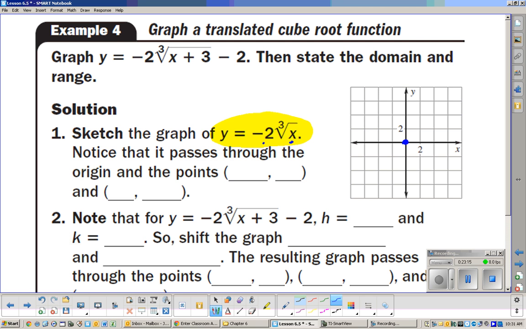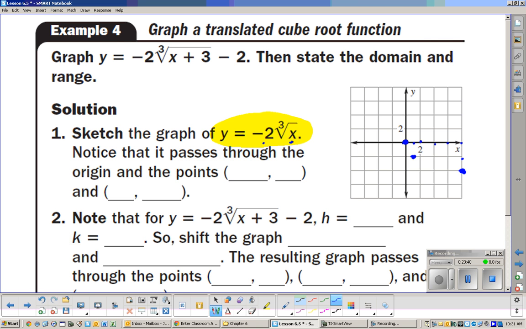Negative 2, yep. Oh, and they go by 2s. I hate that. So they go over 1, go down 2. The graph is going by 2s. That's why I went right there. Okay, put in an 8. What's the cube root of 8? 2. What's 2 times negative 2? Negative 4. So 2, 4, 6, 8 goes down to negative 4.